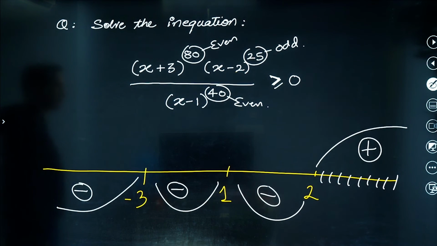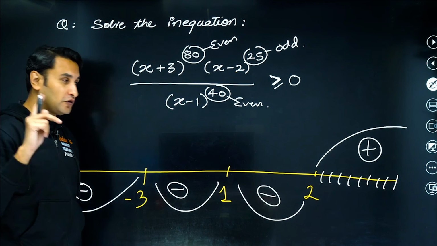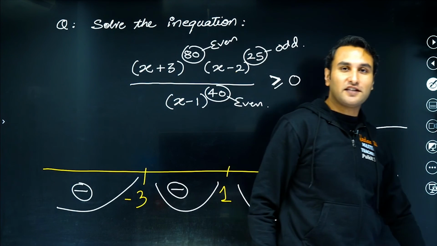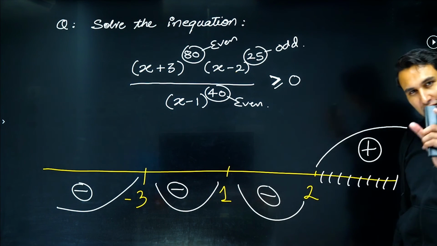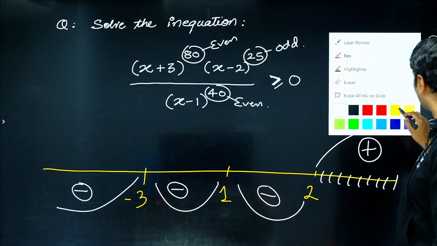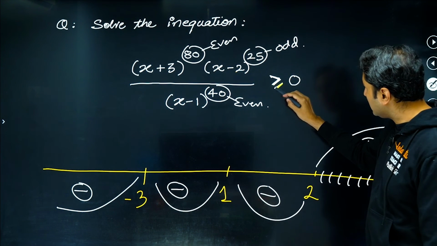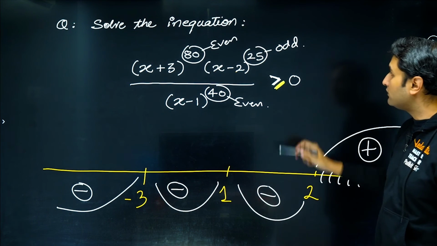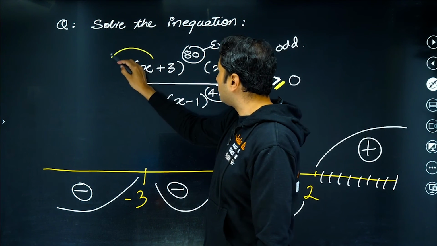But this is a very beautiful problem. The interesting thing here is the answer is very tricky. See, for equal to 0, let us say what will happen? For equal to 0, what needs to be included? Can x be equal to minus 3?